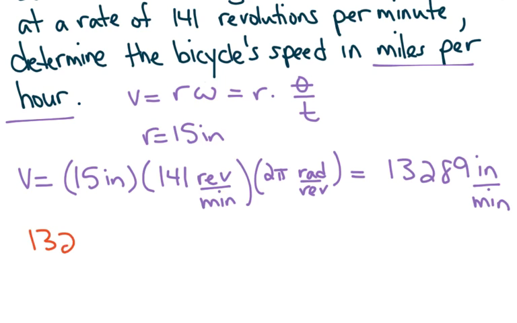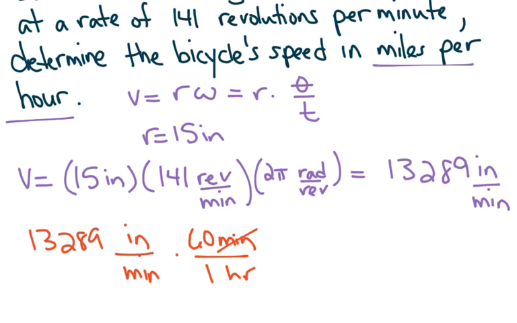So 13,289 inches per minute. The easy part is changing minutes into hours because there are 60 minutes in 1 hour. So I'm going to put 60 minutes over 1 hour, so that'll get rid of my minutes. Now the fun part is changing inches into miles. How many inches are in a mile? Well, you may not remember this, but there are 5,280 feet in 1 mile.